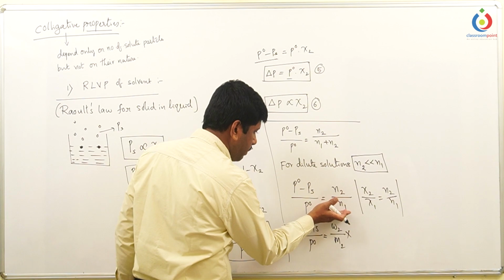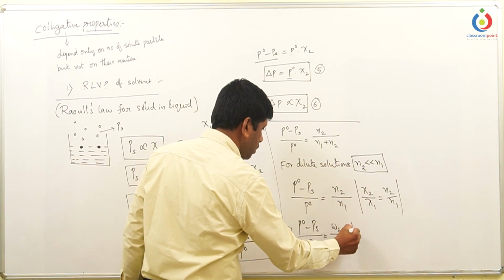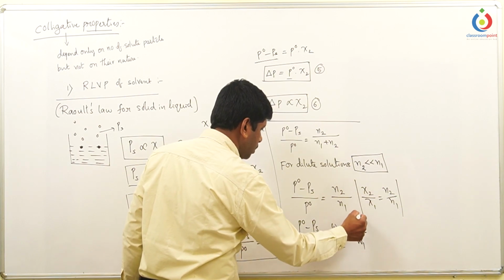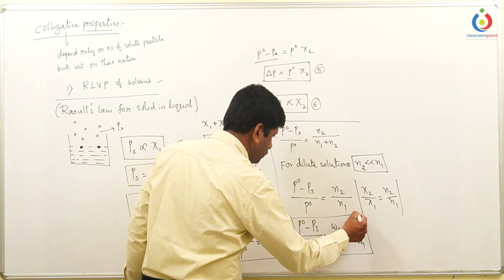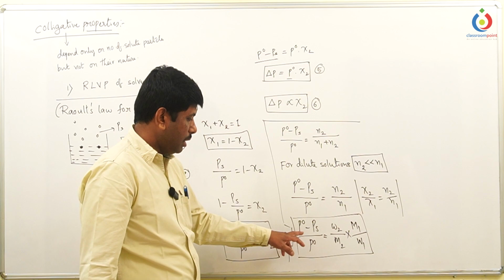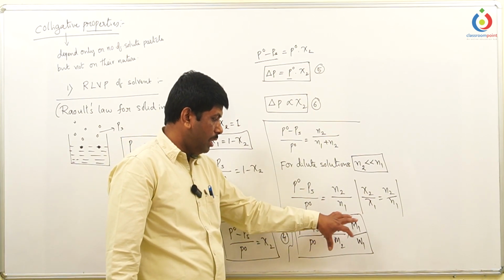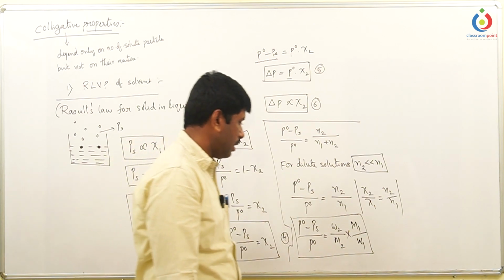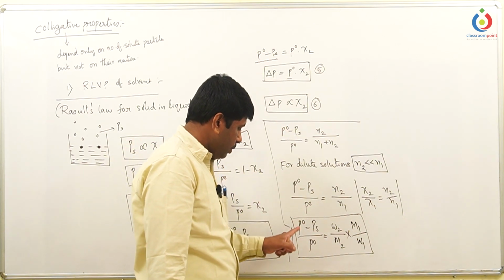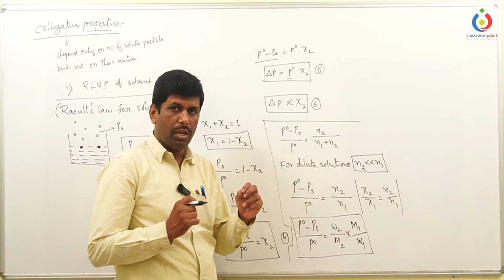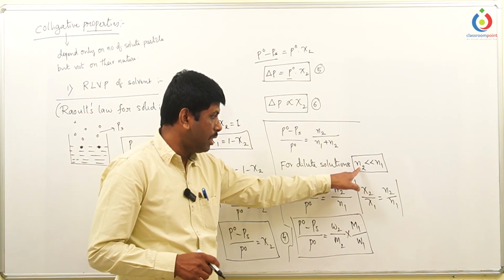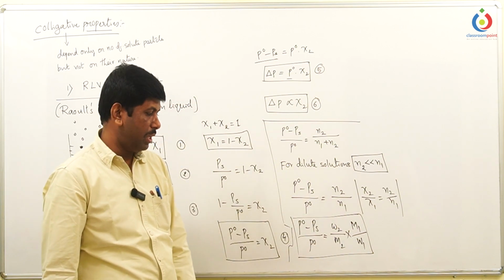Here it is weight by molecular weight, so the molecular weight of the solvent comes to the numerator, divided by the weight of the solvent. This is the relative lowering of vapor pressure in terms of the mass and molar mass of both the solute and the solvent. Remember that by using this formula, we get the closest value, but not the exact value. Why? Because here we neglected the N2 value from the denominator.